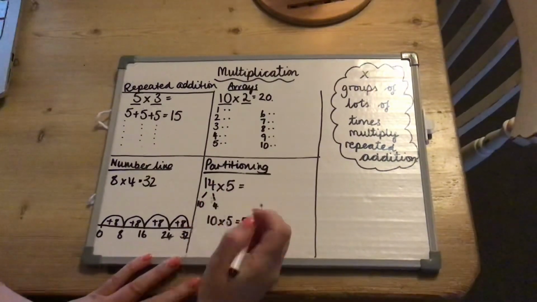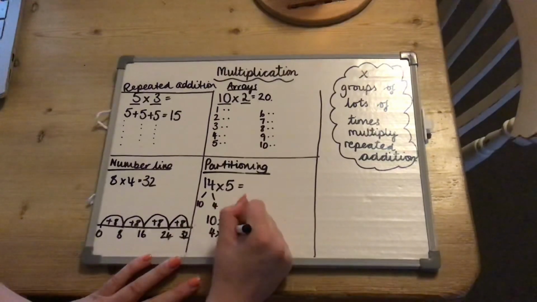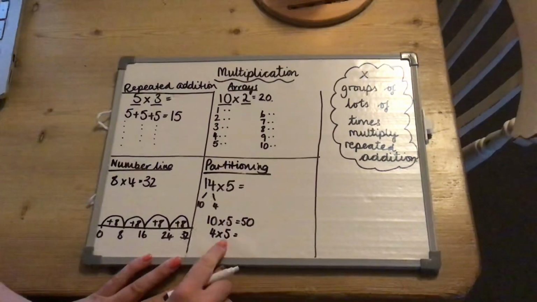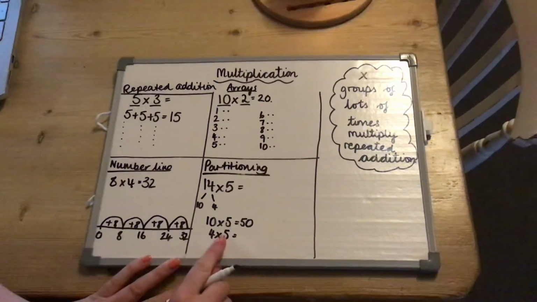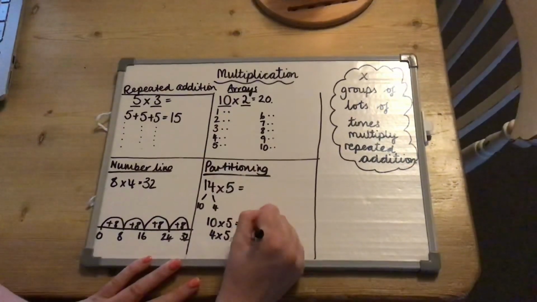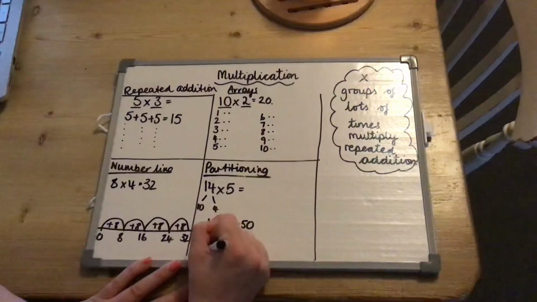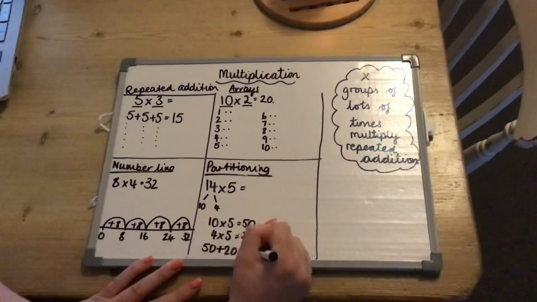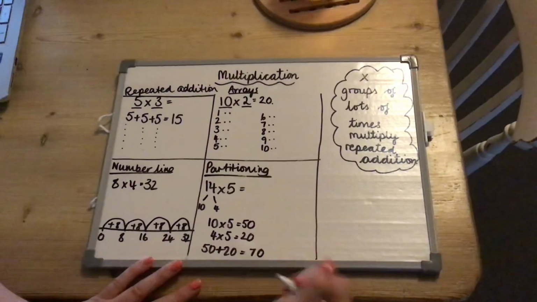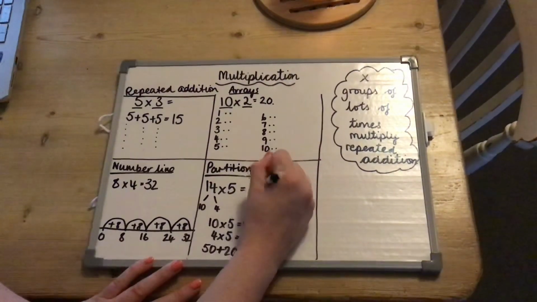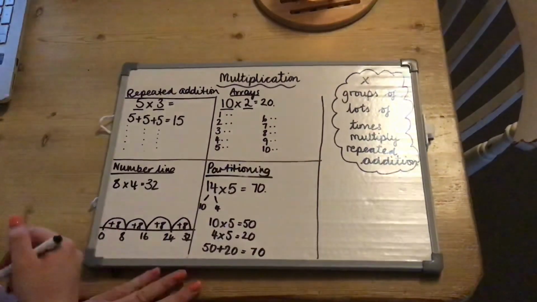Then I multiply 4 times 5, and I know how to count in 5s, and I'm going to do that 4 times, so that's 5, 10, 15, 20. 50 plus 20 gives me, because I know what 5 and 2 is, I know it's 7, gives me 70. So 14 multiplied by 5 is 70.